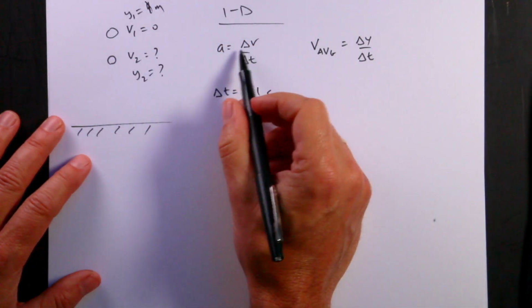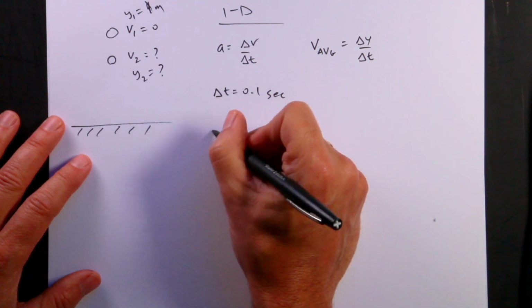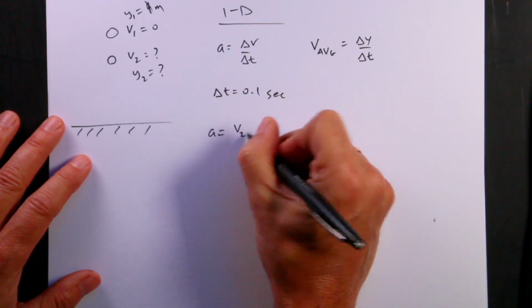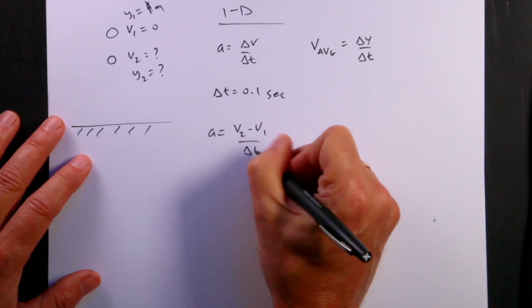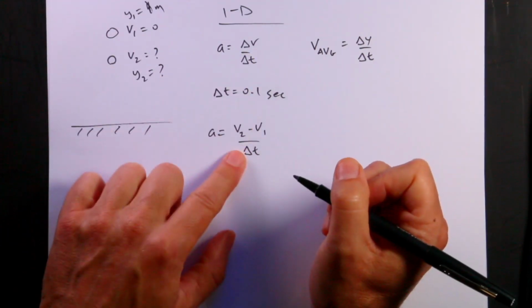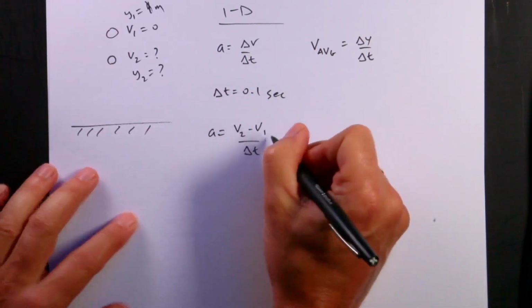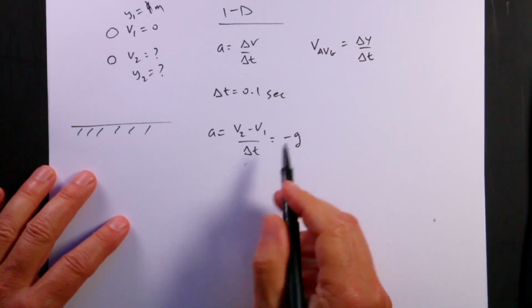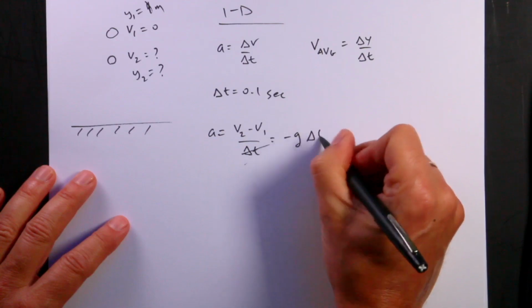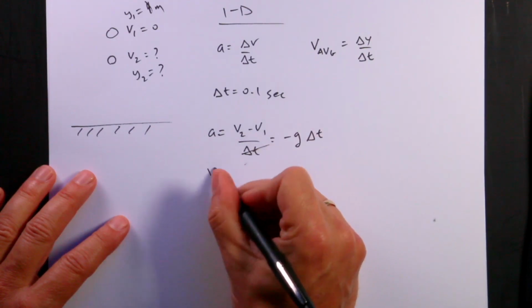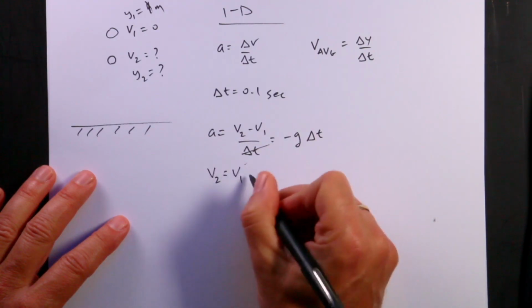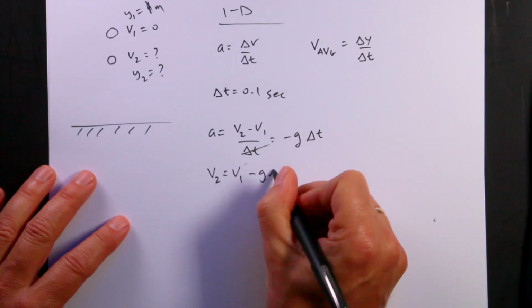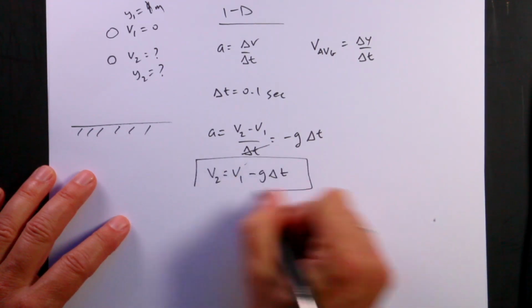Okay, so up here, I can use the definition of acceleration. I can say a is v2 minus v1 over delta t. This is the change in velocity divided by the change in time. And I know what that acceleration is. It's negative g. So I can multiply both sides by delta t, and I can add v1. So I get v2 equals v1 minus g delta t.